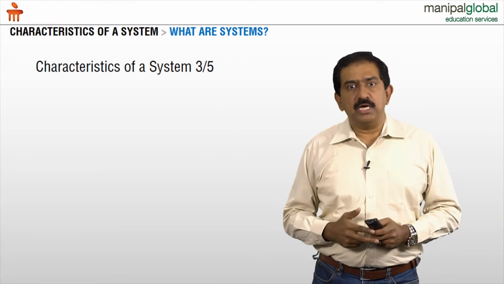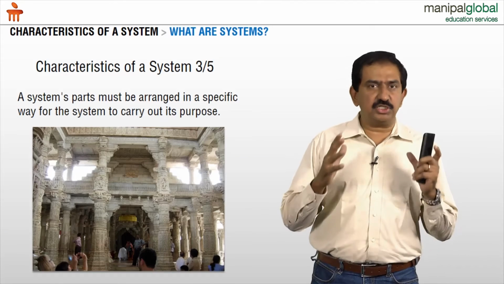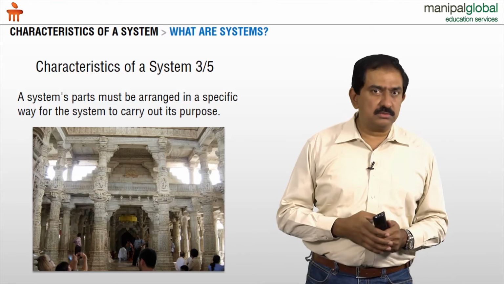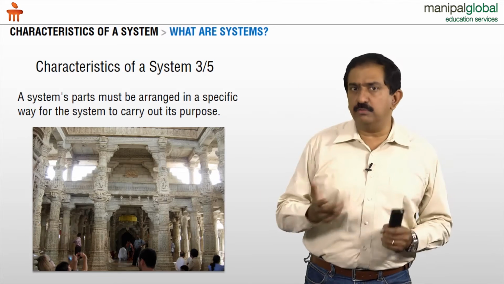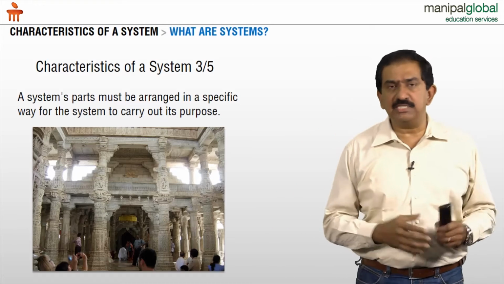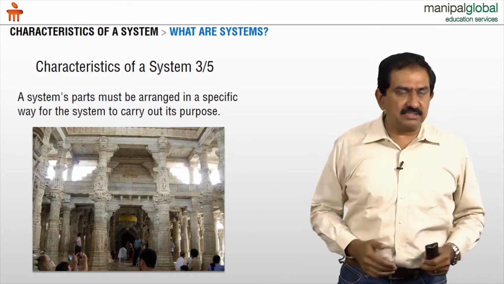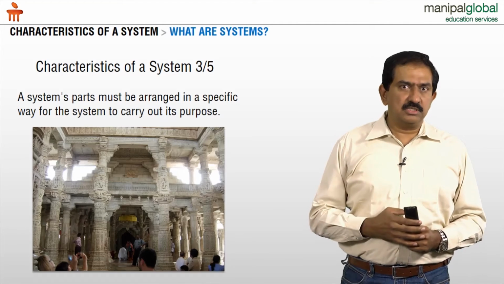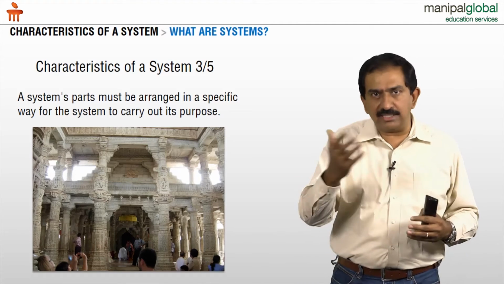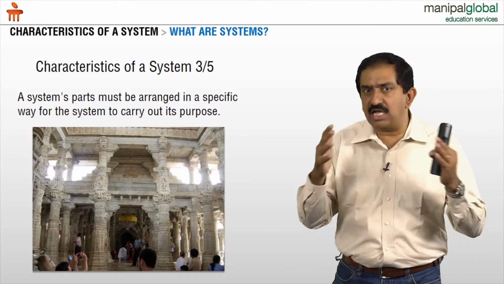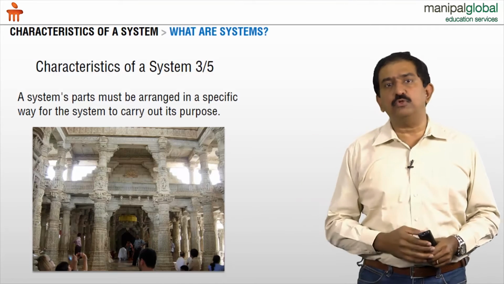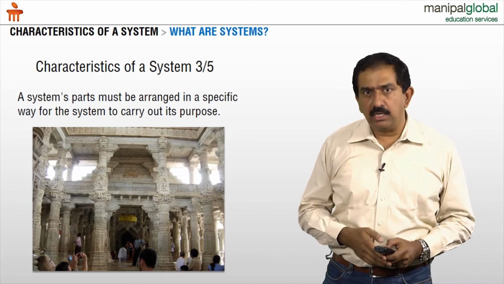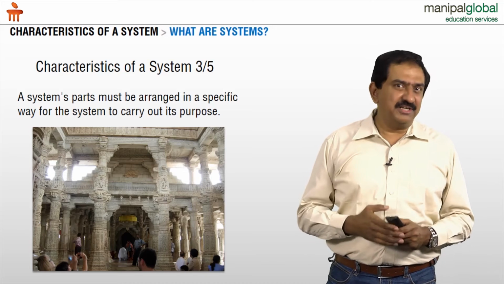Characteristic number 3. A system's parts must be arranged in a specific manner. If any of you have seen horror movies, typically the villain of the movie has some parts that are kind of misaligned. And as human beings, we recognize that that system is not organized properly. Similarly, if you were to take an architectural marvel like the one on your screen, this system would collapse if any one of those pillars were not standing at precisely the location that it is today. This is really what defines a system.